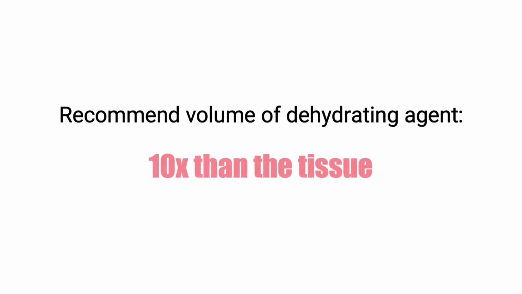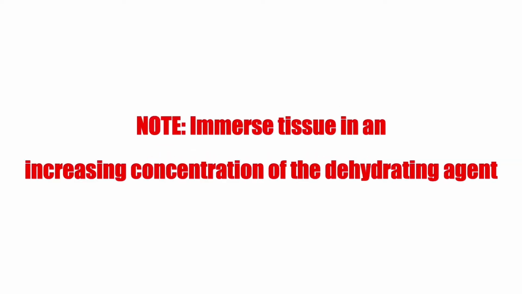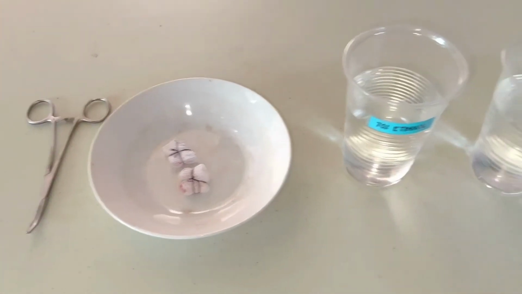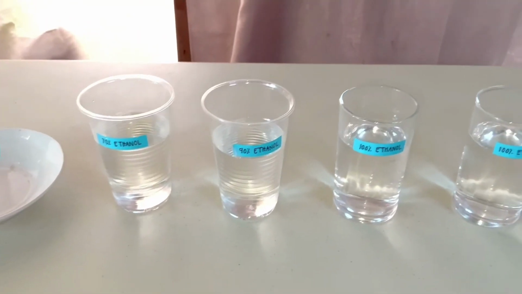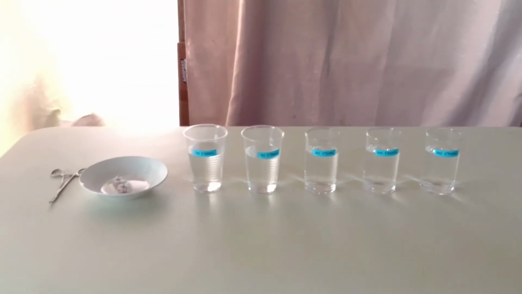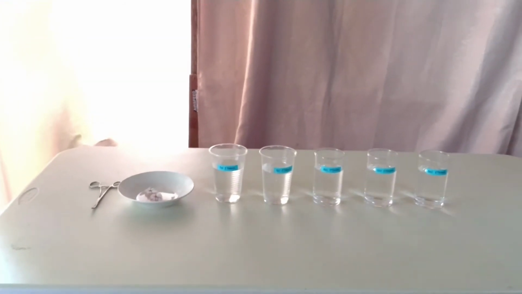Remember that the recommended volume of dehydrating agent is 10 times the volume of the tissue being dehydrated. Never forget to immerse tissue in an increasing concentration of dehydrating agent, because placing tissues directly into concentrated dehydrating agent will produce considerable shrinkage and hardening of tissue leading to distortion. Here are the materials needed for the dehydration process. First is the forceps, our fixed tissue, and our increasing grades of ethanol. Ethanol is the most commonly used dehydrating agent and is recommended for routine dehydration procedure.